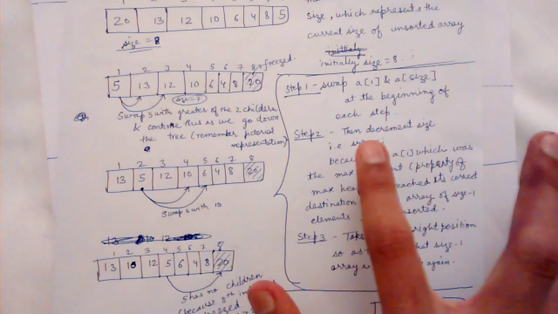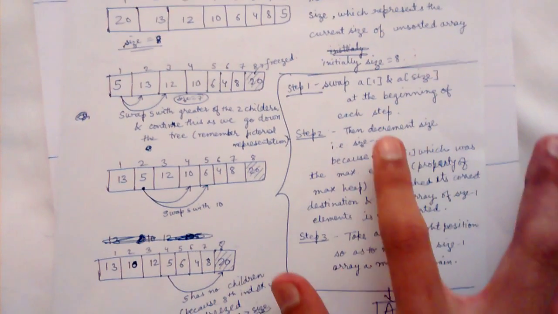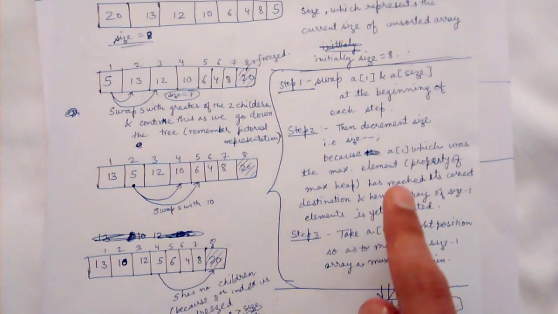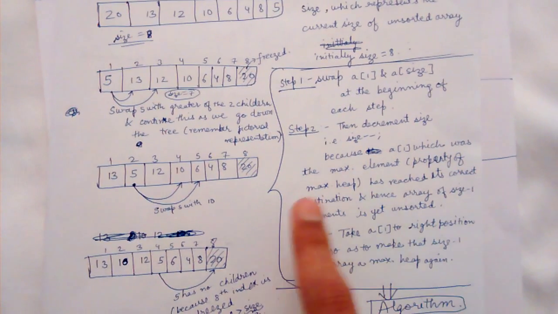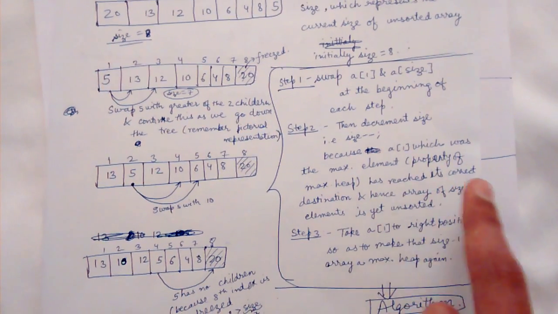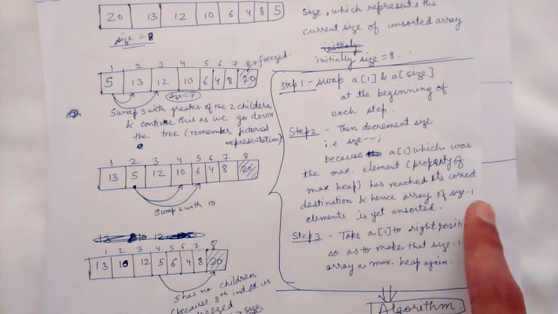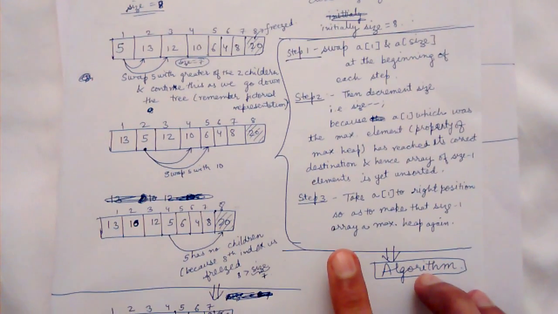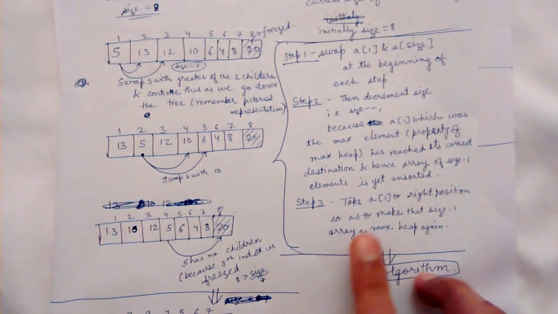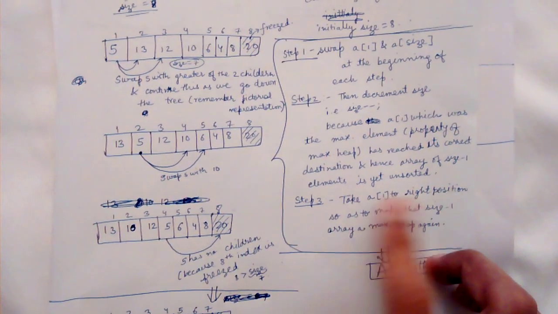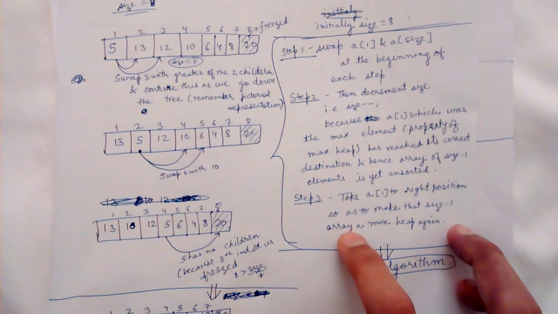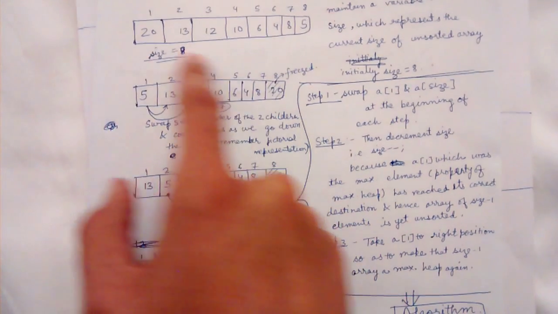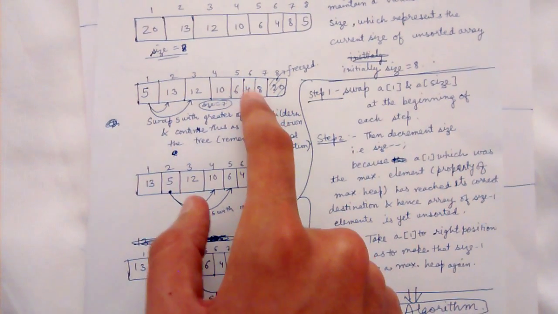So the second step is but obvious, that is decrement size, size minus minus, because A1, which was the maximum element, why is it the maximum element? Because it is a property of max heap, has reached its correct destination, and hence the array of size minus 1 elements is yet unsorted. Okay, so now what is step 3? Now take A1 to the correct position so as to make that size minus 1 array a max heap again. Now we have got an unsorted array of size minus 1, that is size 7.